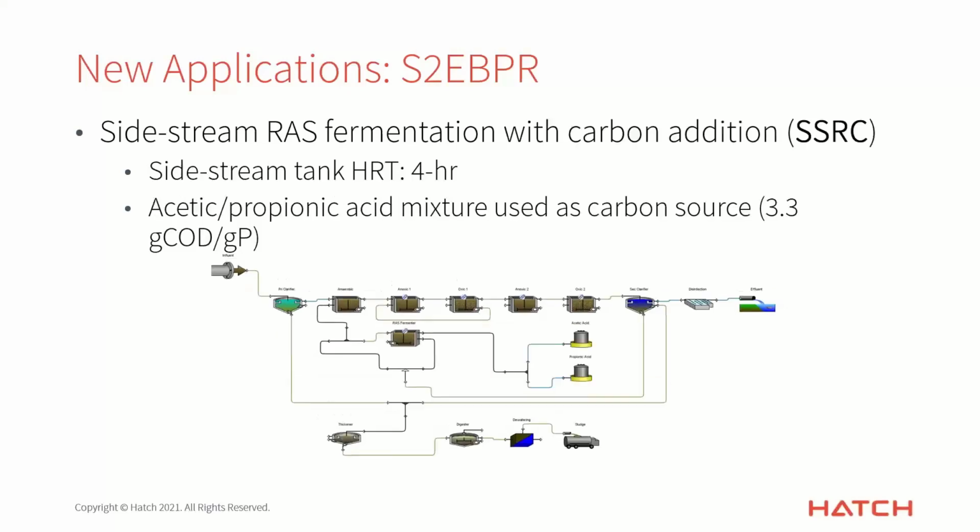This next layout here is the side stream ROS fermentation with supplemental carbon addition. Here it's very similar, obviously, to the layout I just showed, but now we're diverting 100% of the ROS to this tank, and we've lowered the HRT to just 4 hours. As well, we're also adding some acetic and propionic acid mixture at a ratio of 3.3 grams of COD per gram of phosphorus in the influent.